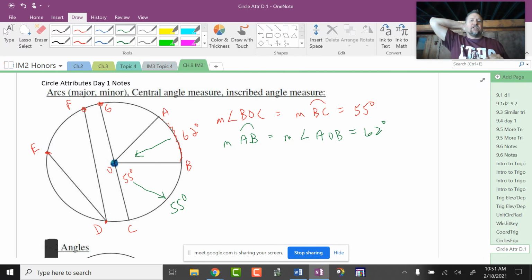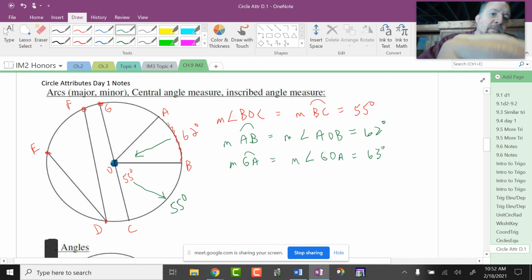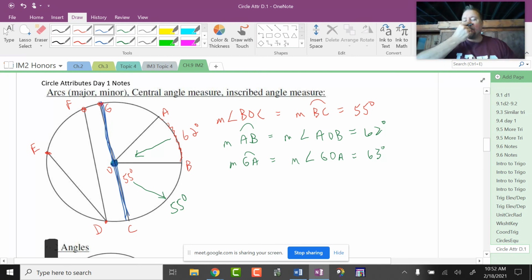Hey, what's arc GA then? What is arc GA? Put that in the chat. What's arc GA in 5, 4, 3, 2, 1? Go ahead. Good. GOA is equal to arc GA's measure, and you got 63 because these should add up to 180. Because we know this is a diameter, so it cuts the circle in half. So that's why that would have to be the case.